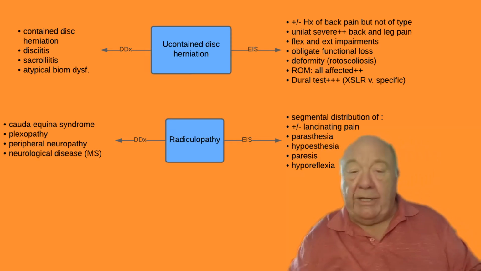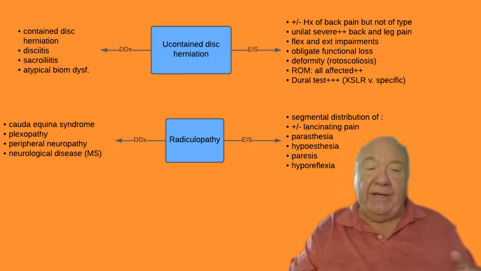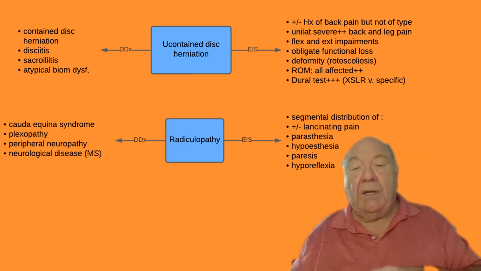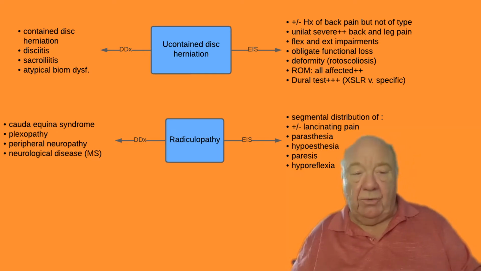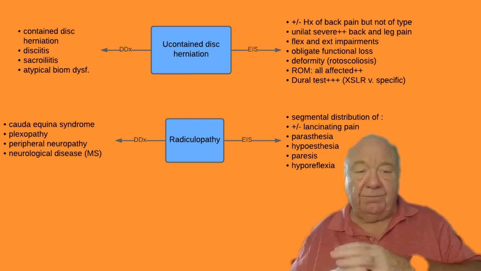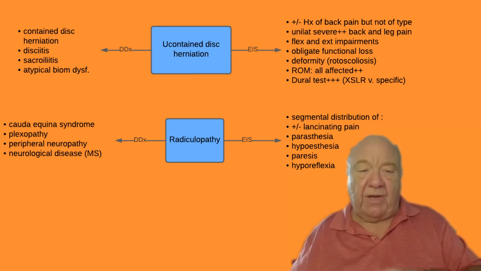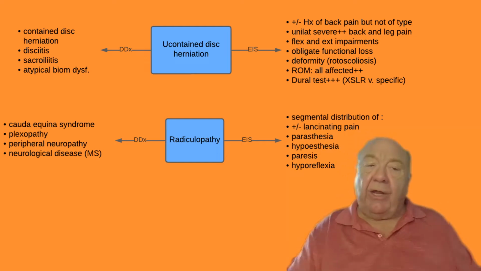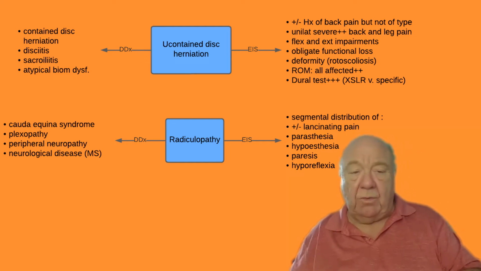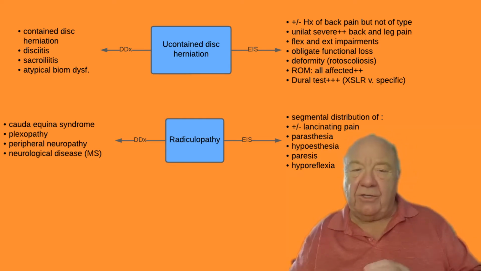There's not too many conditions that could be mistaken for an uncontained disc herniation. First one is a contained disc herniation. This can give you back pain and leg pain. It's usually bilateral, one side usually worse than the other. Discitis will do the same thing as well. For whatever reason, infection, just degradation, the disc becomes inflamed, and again the disc is painful. Sacroiliitis is severe pain, and this can look like a disc herniation as well. And also every now and then an atypical biomechanical dysfunction will be severe.